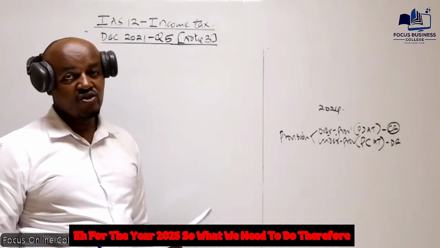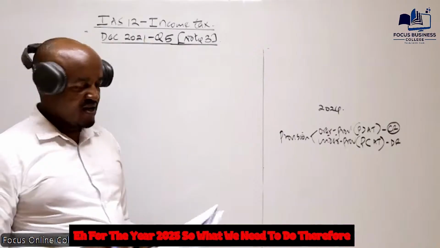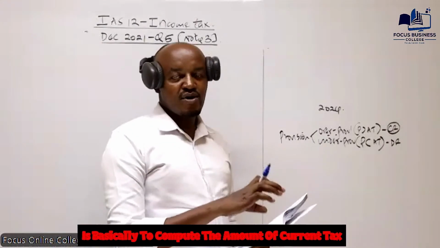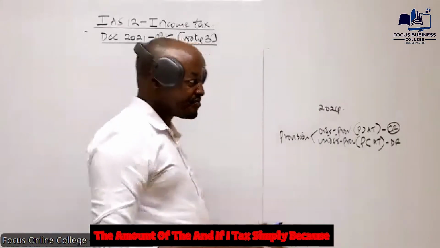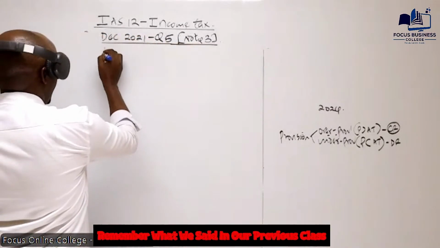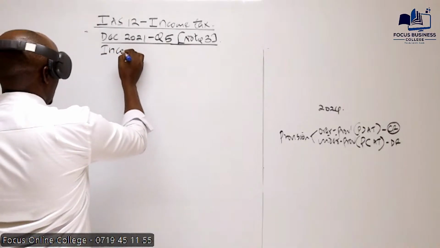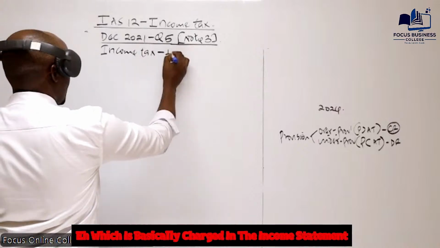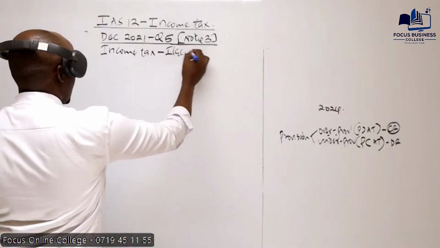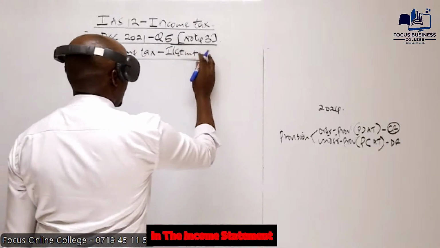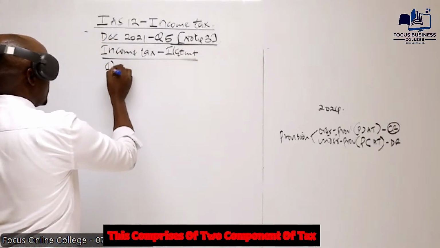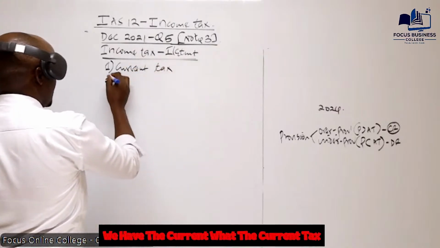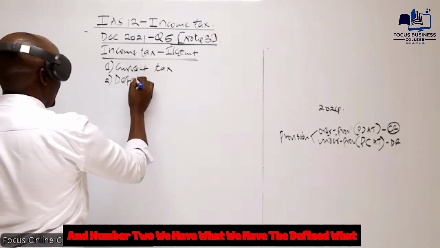So what we need to do therefore, as per the information we have in note number 3, is to compute the amount of current tax and the amount of deferred tax. Simply because, remember what we said in our previous class: the amount of income tax which is charged in the income statement comprises two components of tax. We have the current tax, and number two, we have the deferred tax.